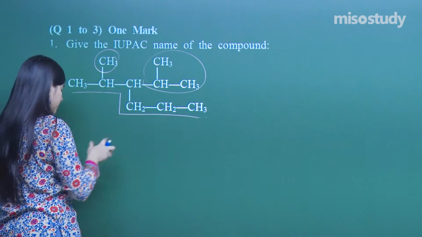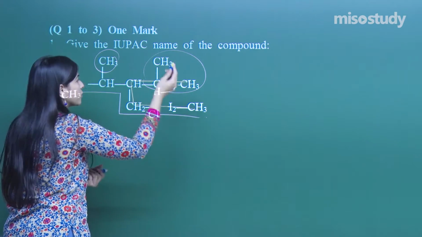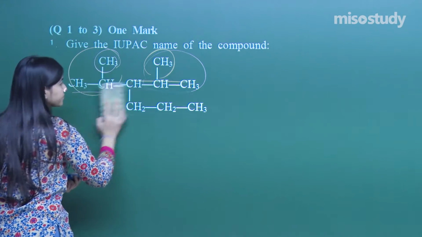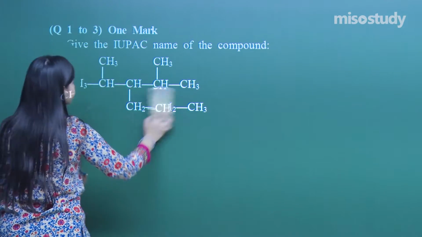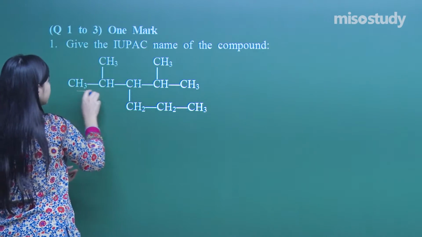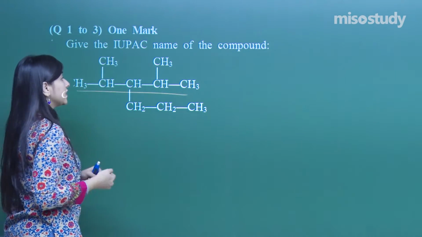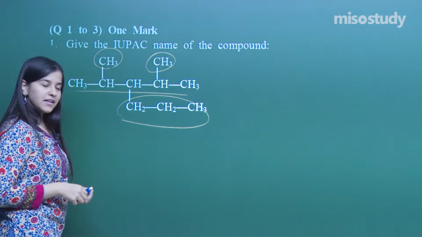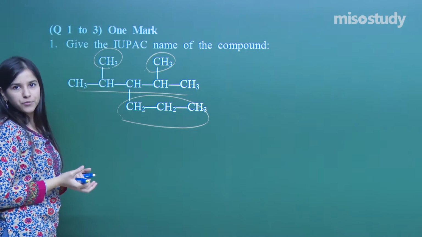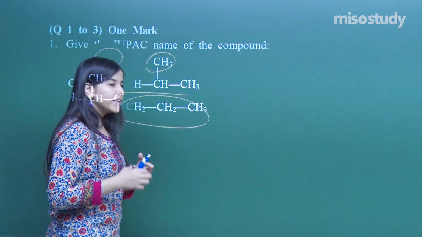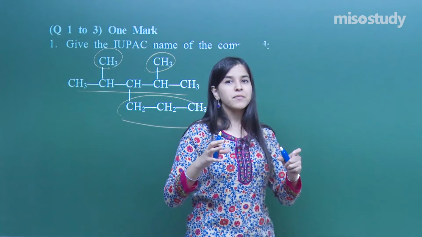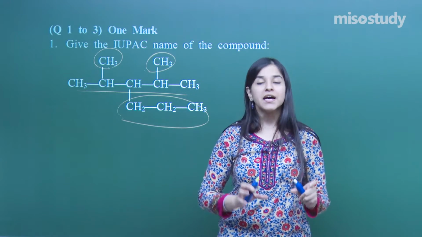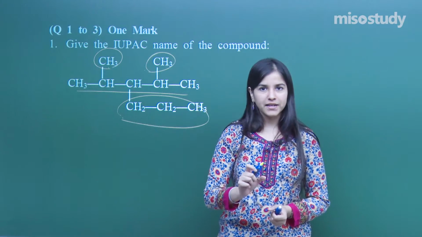If I go by this one, how many substituents? 1, 2, again 2. But see here, if I select this as my word root, how many substituents? 1, 2, 3. And that means here comes the rule for IUPAC that I have told you: whenever you are selecting the word root, keep in mind which carbon chain has the highest number of substituents, and that should be selected.